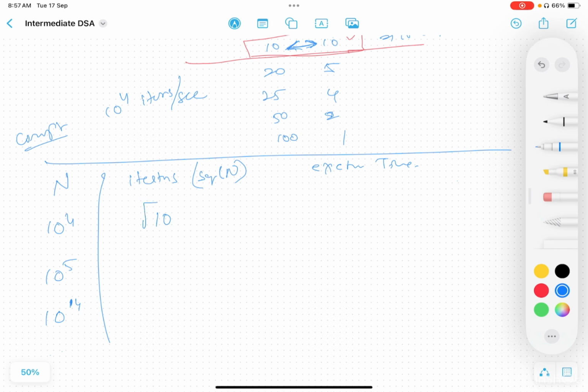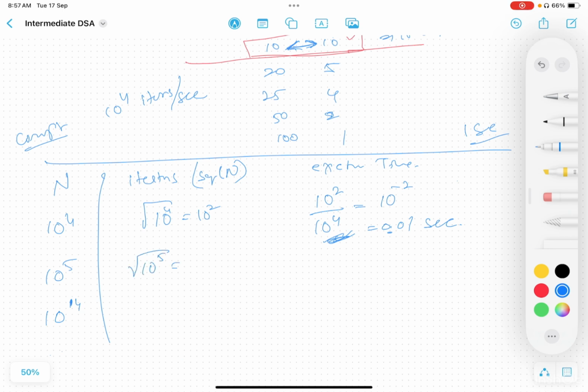So this is square root of 10 power 4, which is 10 square. And the execution time would be 10 square by 10 power 4 clock speed. 10 power 4 is your clock speed, right? So it is 10 power minus 2. This is 0.01 second. So 100 times the execution time got reduced. Earlier if you check, it is 1 second, now it is 0.01 second.